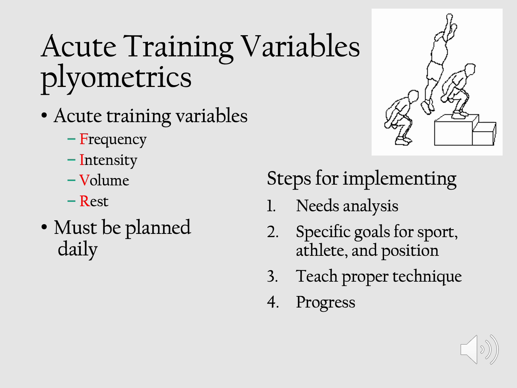In comparison, depth jumps to a rebound with the goal to reduce the amortization phase with an external load can place higher stress on the neuromuscular system. The rule of thumb: as intensity increases, volume should decrease. This applies to plyometrics as well.